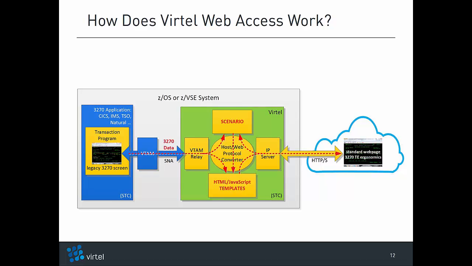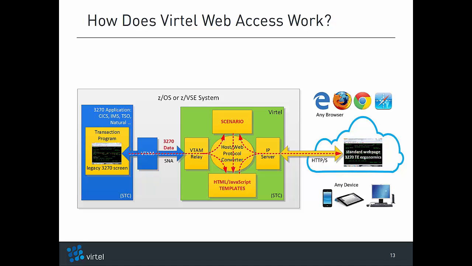To generate a 3270 terminal emulation web page, Virtel Web Access inserts the 3270 data coming off VTAM into predefined HTML JavaScript templates. The Virtel scenario and template shown on this diagram guide the transformation process. They are what makes Virtel Web Access behave as a 3270 terminal emulator. With different scenarios and templates, Virtel could convert the screen user interface into a modern GUI, or serve the host application as reusable web or message services. But that's a story for another day. In any case, the resulting web page can be rendered by any web browser running on any device.